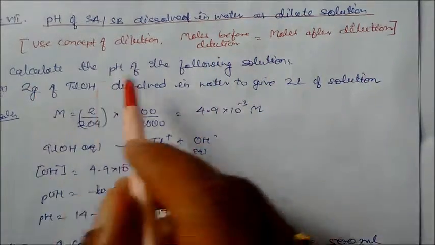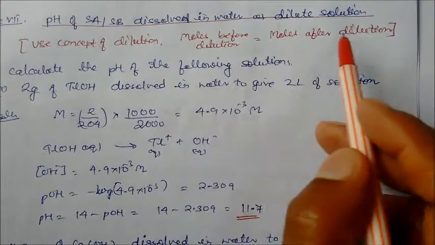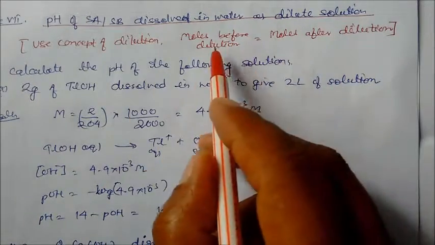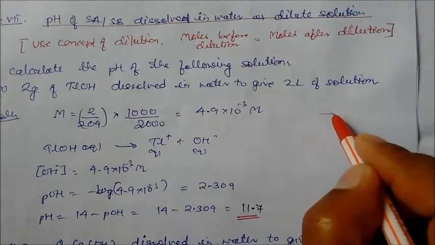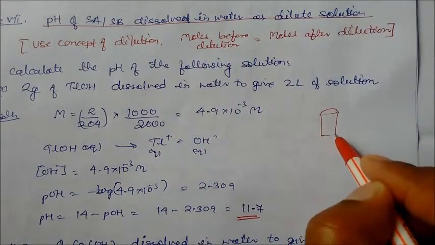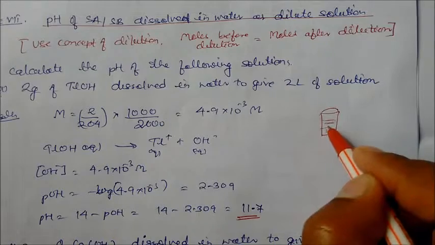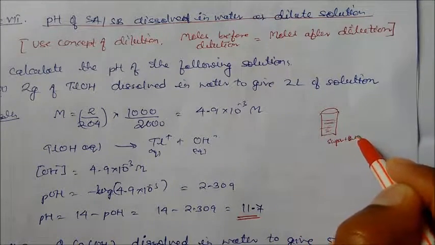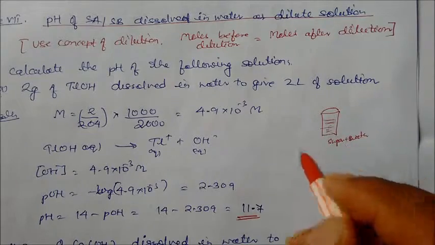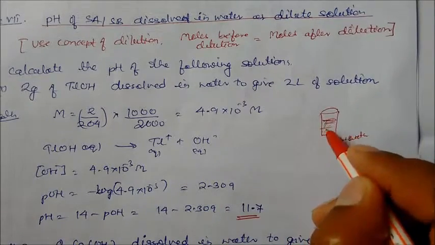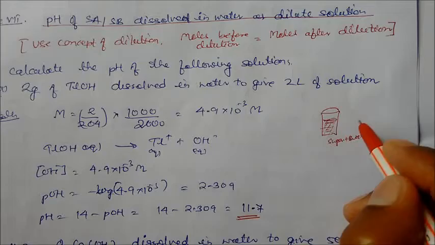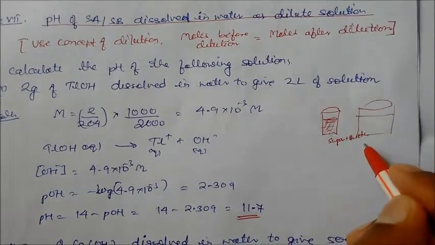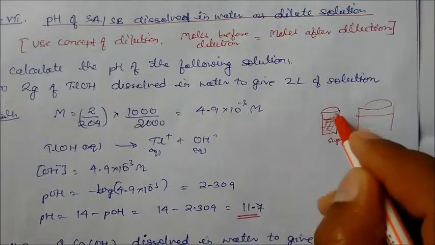So here we'll use the concept of moles before dilution and moles after dilution. Suppose you take one glass which contains sugar, plus some water previously. If you add the sugar, this becomes a sugar solution. Now suppose this solution is put into some 400 ml of water.